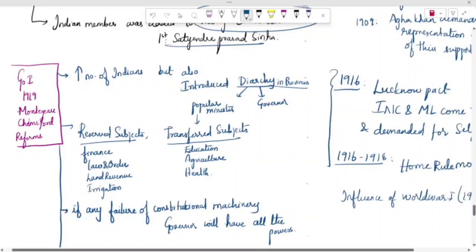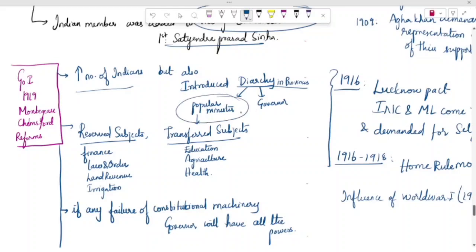Then the Government of India Act 1919. It is also called the Montagu-Chelmsford Reforms. It also increased the number of Indians, but introduced diarchy in provinces. It means that in provinces like Bengal, Bombay, Madras, we will now have two executives. One is a popular minister elected by the people, and the other is a governor.